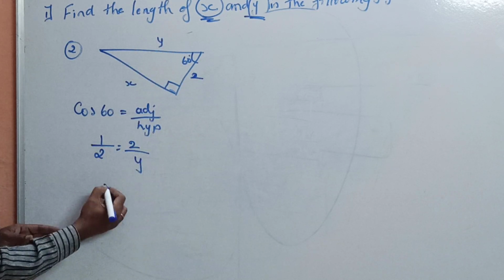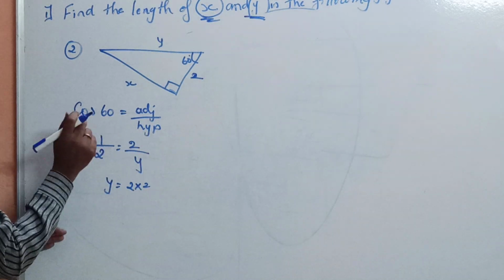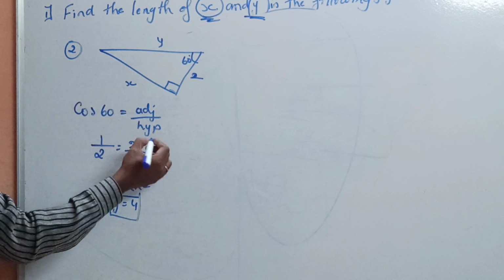So now again cross multiply. Y is equals to 2 into 2. This 2 has gone over here. This y has come over here. Y is equals to 4. You have got the value for y.